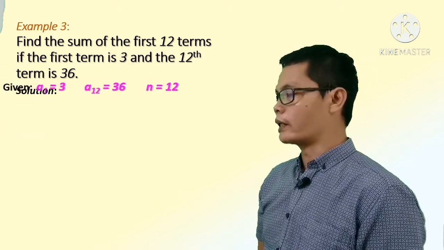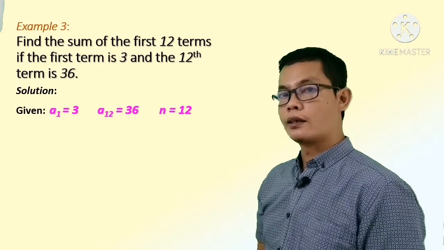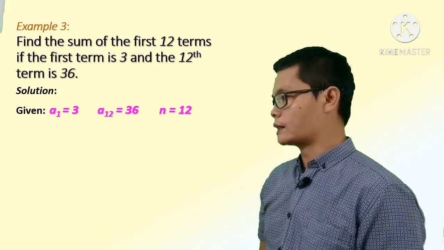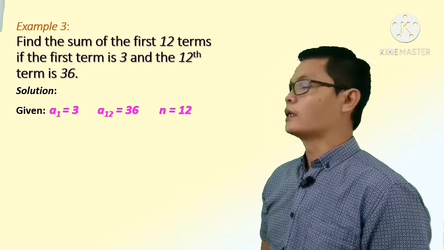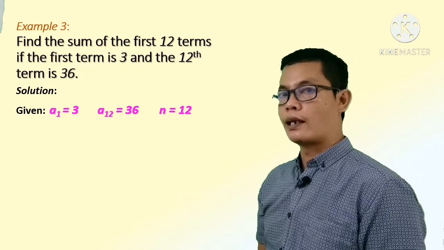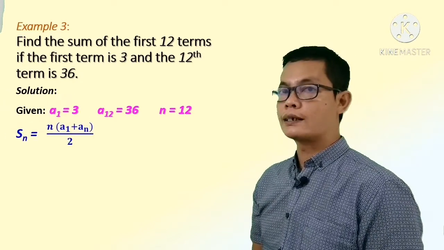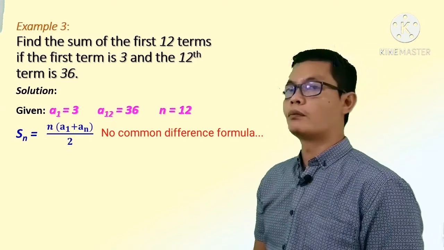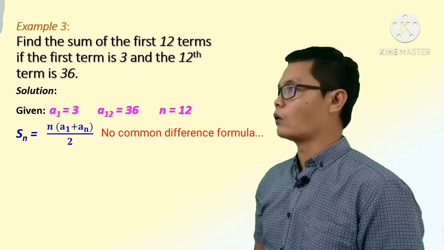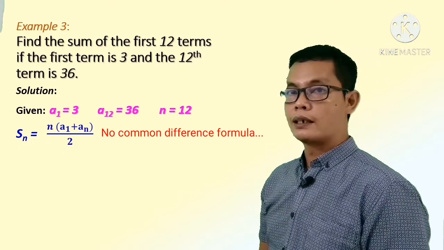So, the given are a sub 1, the first term, is 3, and the n term, a sub 12, is 36, and the value of n is 12. So as you remember just a while ago, we are going to use the formula of S sub n equals n multiplied to a sub 1 plus a sub n all over 2. That's the formula if the common difference is unknown.